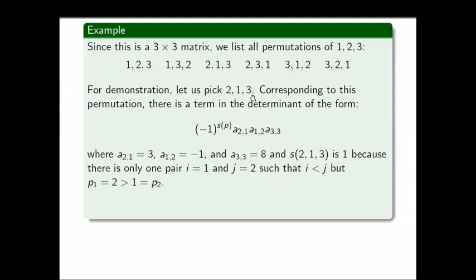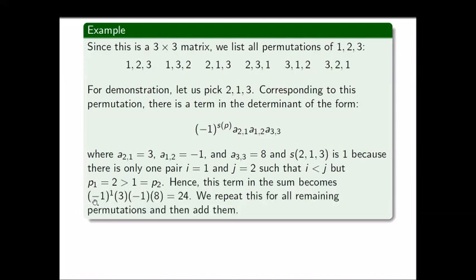In other words, when we look at the permutation 2, 1, 3, there is only one pair where the position number and the value of the numbers themselves don't increase together. At position 1, we have the number 2, and at position 2, we have the number 1. So in this pair, my P1 is 2 and my P2 is 1, and there's only one pair like that. And therefore, my S of 213 is going to be 1. And therefore, this term in the formula for the determinant becomes (-1) to the 1 times 3 times -1 times 8, and that's 24.